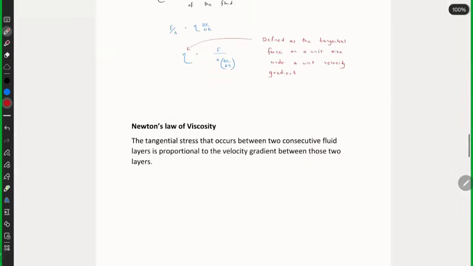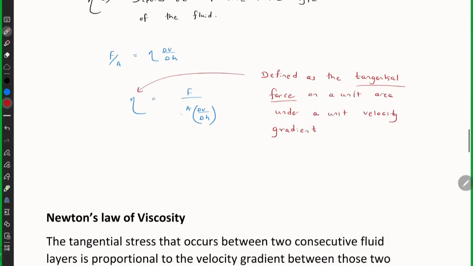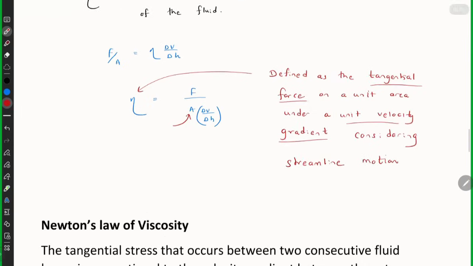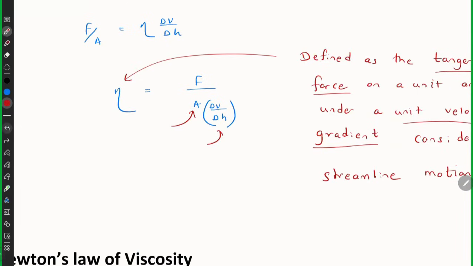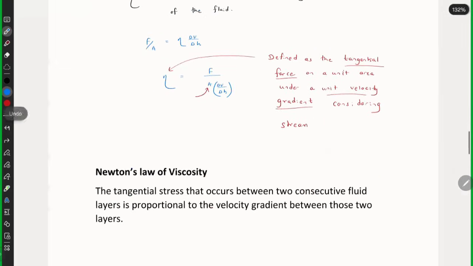Is that clear? It's defined as the tangential force that acts on a unit area under a unit velocity gradient, considering streamline motion. So when you make all these 1 and 1, eta becomes equal to F. That's the definition.